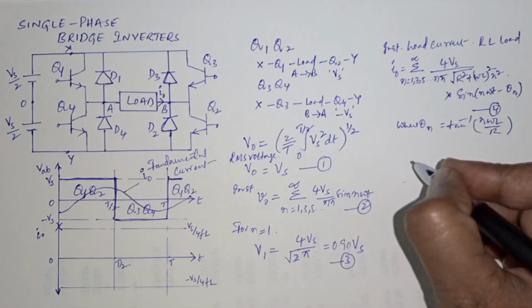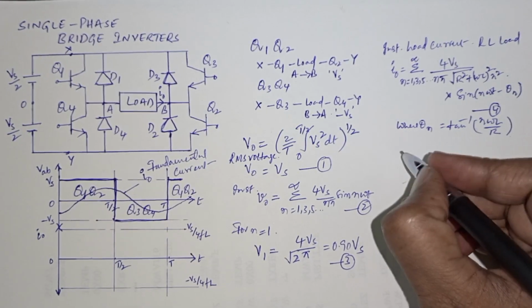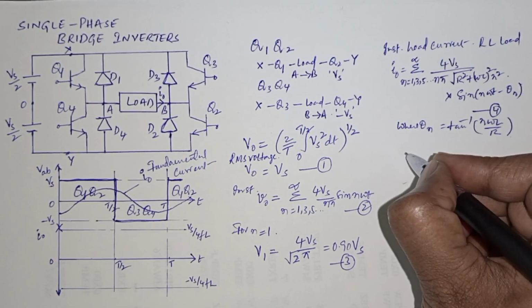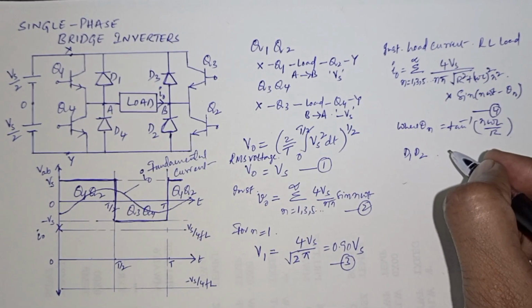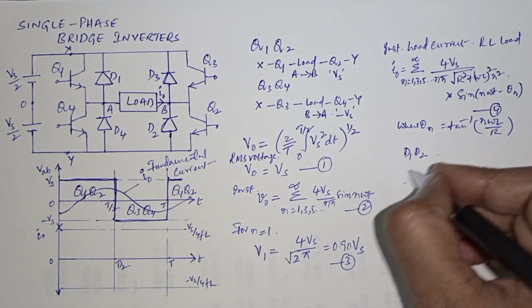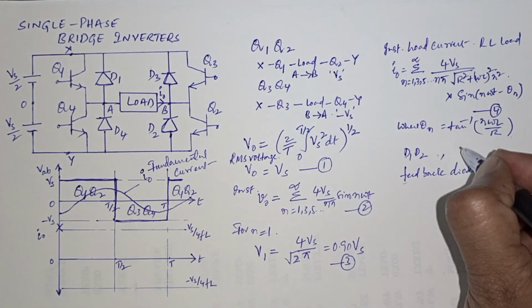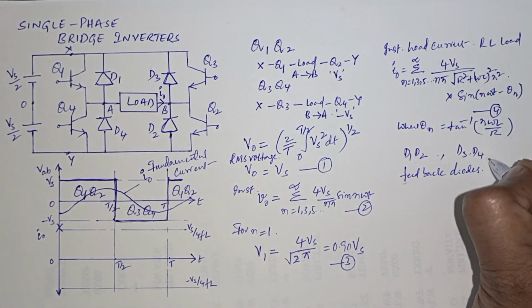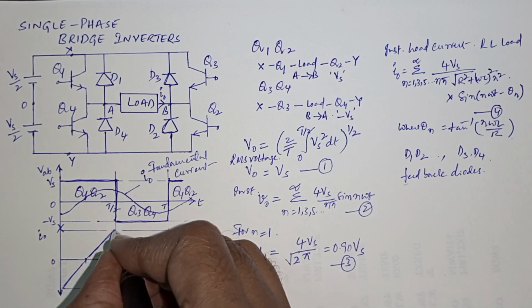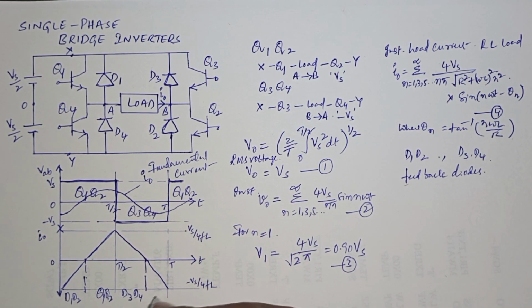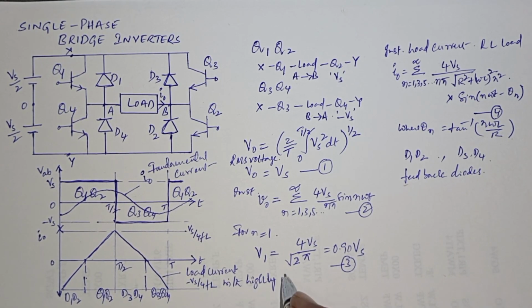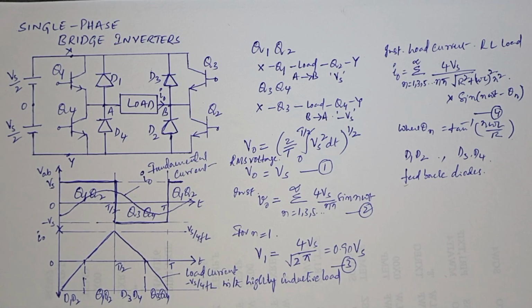When transistors are off, then the diodes D1 and D2 are going to conduct. Then the energy is fed back to the DC source, so they are known as feedback diodes. Similarly, when D3 and D4 conduct. These are the waveforms for load current with highly inductive load.